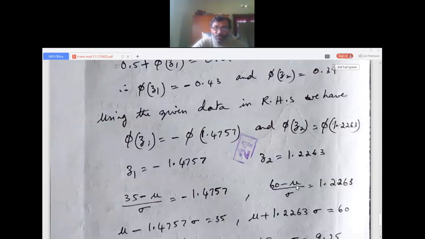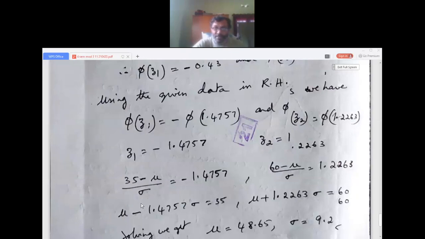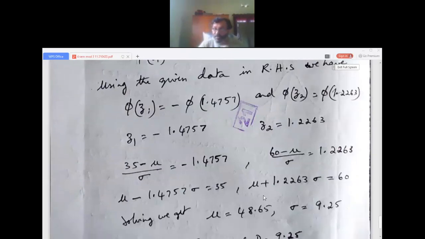So these two equations are simultaneous linear equations in two unknowns, mu and sigma. You have to find the values of mu and sigma here. If you look at the equations, if you subtract, mu gets eliminated. Just write that mu gets eliminated and use the calculator.